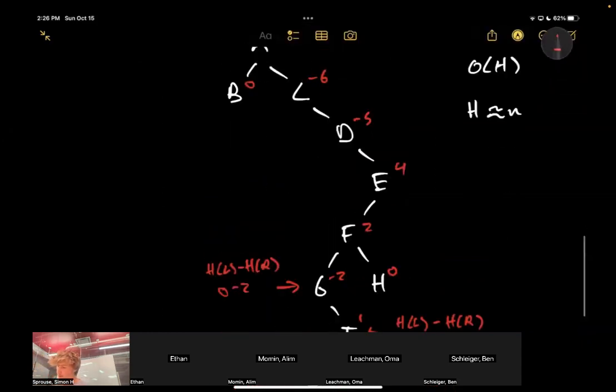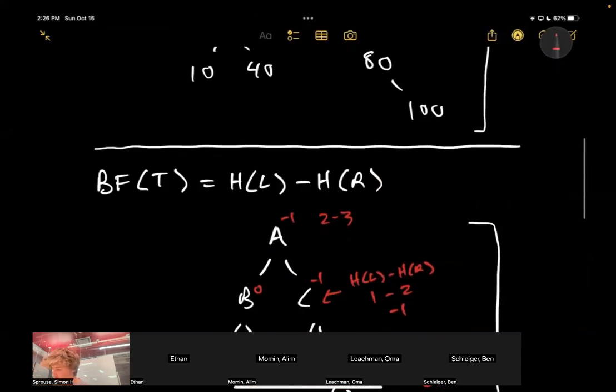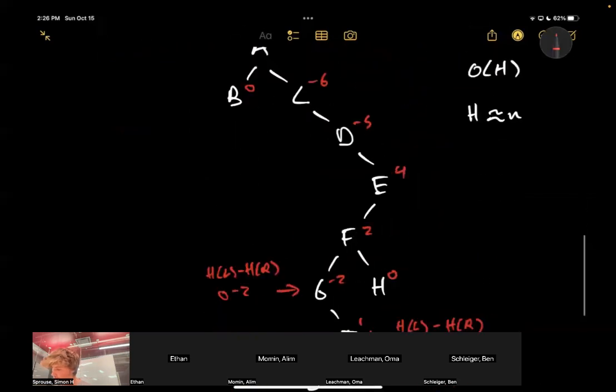Yeah, so if I messed up according to this equation right here, then I apologize. This is ground truth, so take that for ground truth. I think this is right.